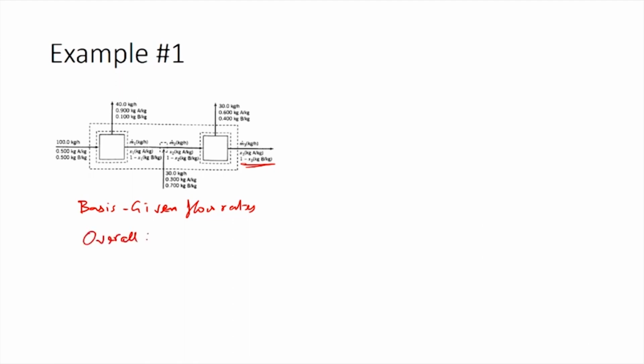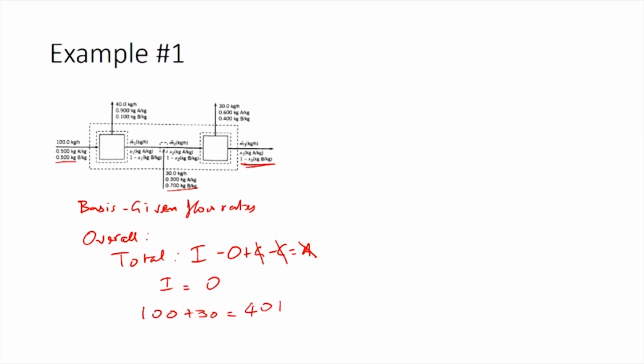For the overall system, we can write a total balance as input minus output plus generation minus consumption equals accumulation. Assuming steady state, accumulation goes to 0, and as the system does not have any reactive processes, generation and consumption go to 0, giving you input equals output. The input streams are one stream which is entering at 100 kilograms per hour and the other stream which is entering at 30 kilograms per hour. So, input is 100 plus 30 equals output streams which are 40 plus 30 plus 40 plus 30 plus M3.